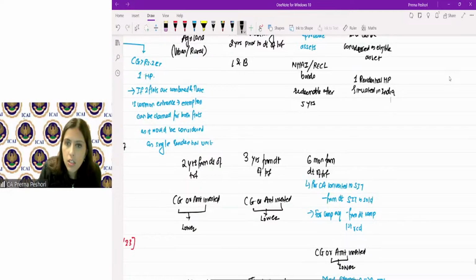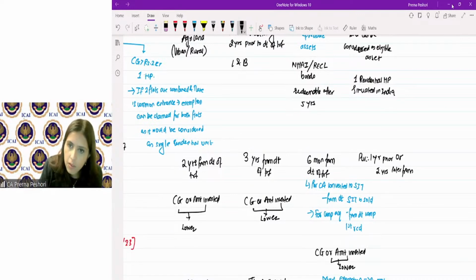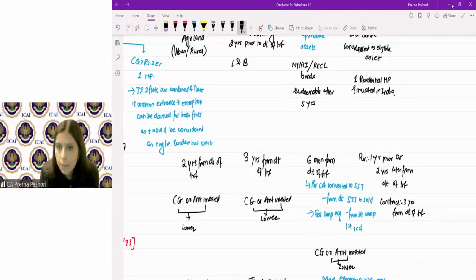So, purchase 1 year prior or 2 years later from date of transfer, or you can construct within 3 years from date of transfer. Clear? If you're not able to, of course, invest the amount before the due date, you can deposit in the capital gain account scheme.